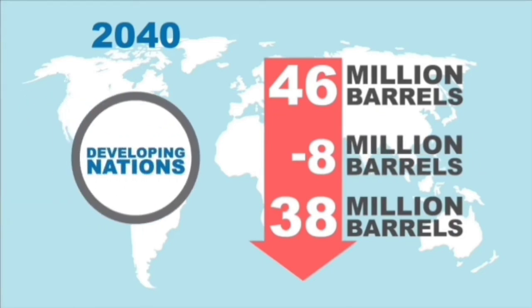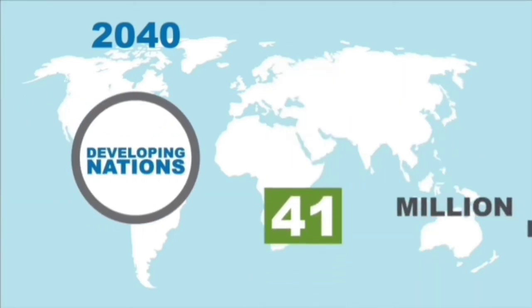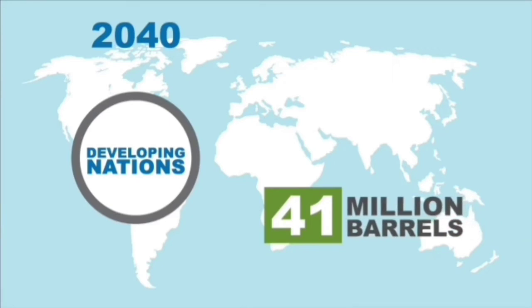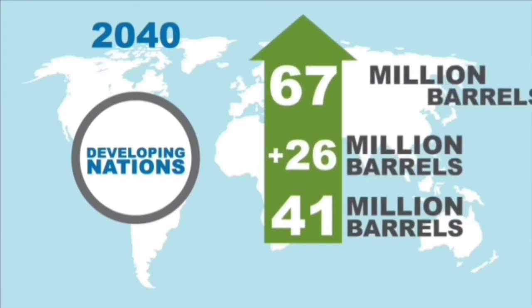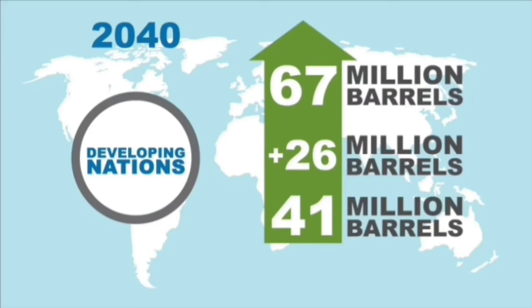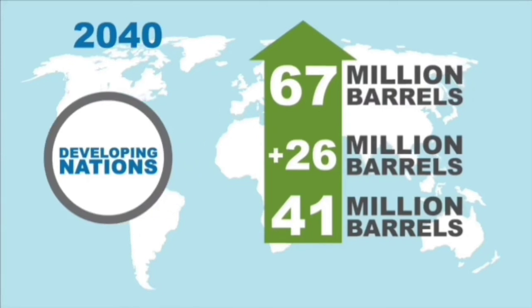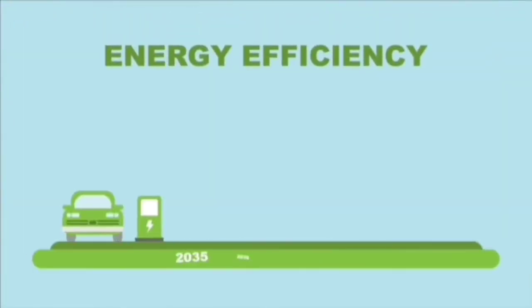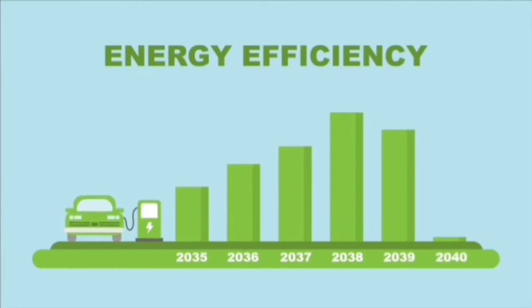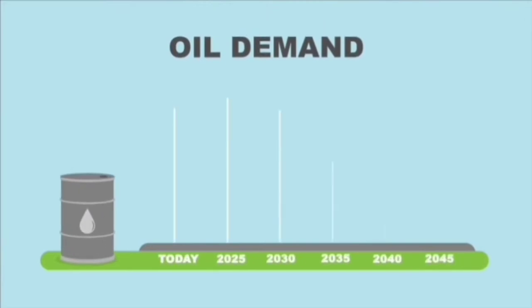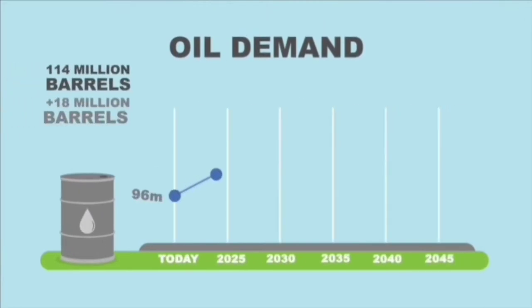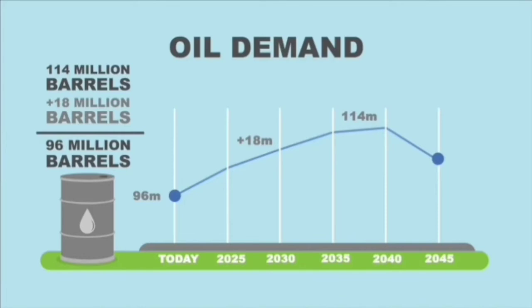In contrast, developing nations, who currently use 41 million barrels per day, are projected to use 26 million more by 2040, totaling 67 million barrels per day as the result of increased urbanization. Combined, this means over the next 25 years, despite a wide adoption of the electric car in wealthy countries and increased energy efficiency around the world, the global demand for oil will likely go up by another 18 million barrels per day until about 2040, where it is expected to level out and start to decline.